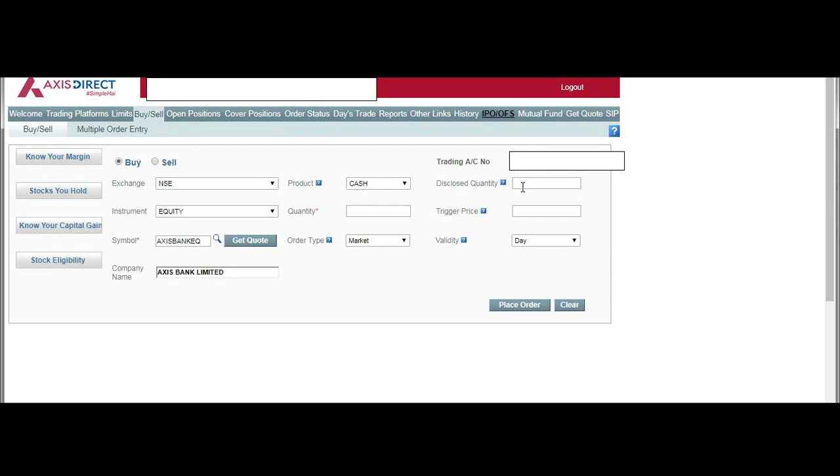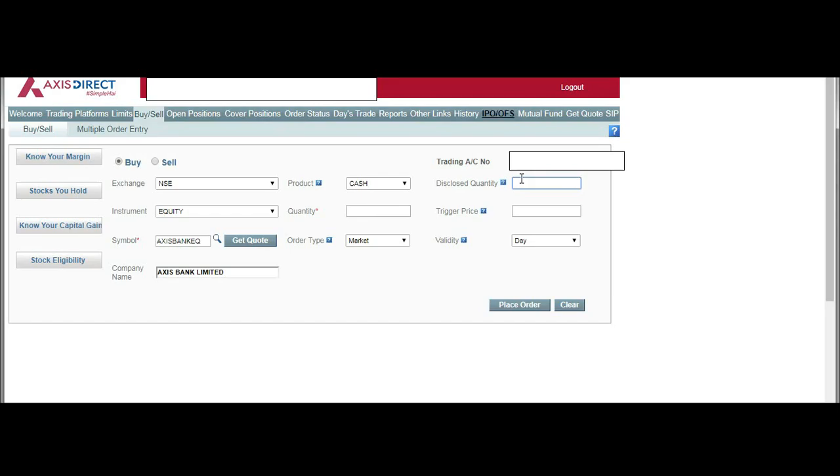Disclosed quantity is meant for big share traders. If there is someone who wants to buy or sell a lot of shares for a particular company, he may not want the market to know about it. Maybe he wants to buy 1 lakh shares, but if the same is displayed in the market screens in the stock exchange, there may suddenly be a surge in the price of the shares seeing the demand. So disclosed quantity gives him the option to show only a smaller number of shares that he wants to buy or sell.